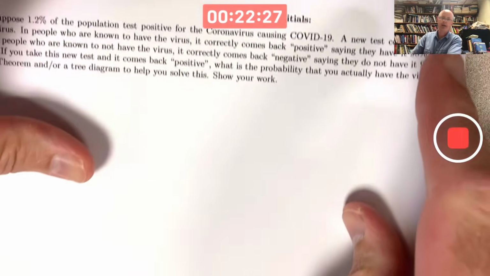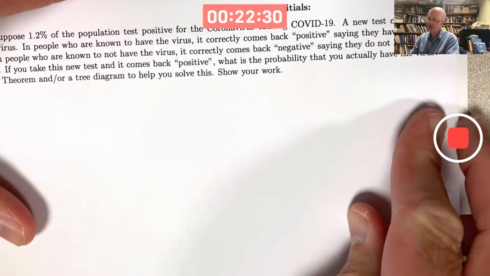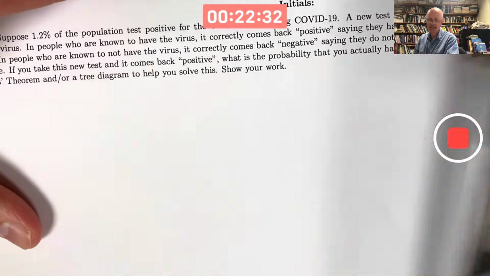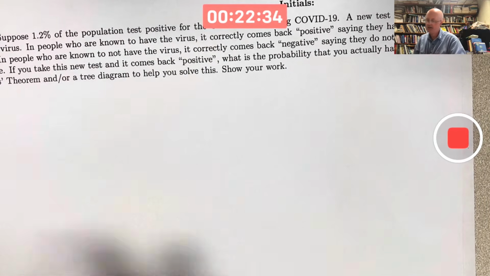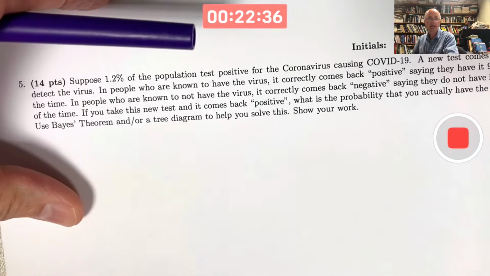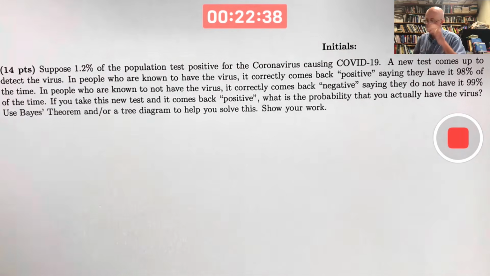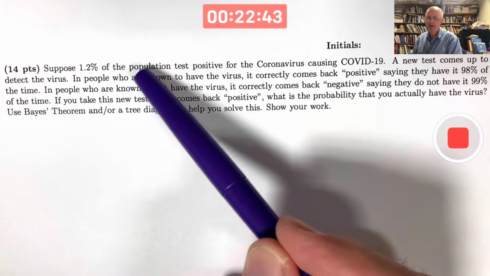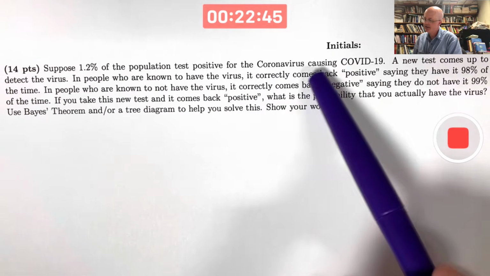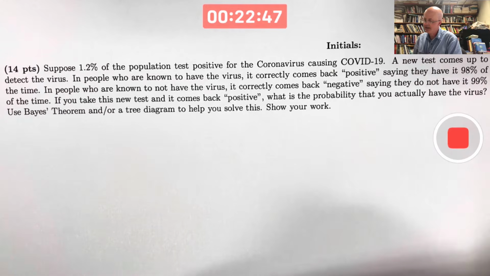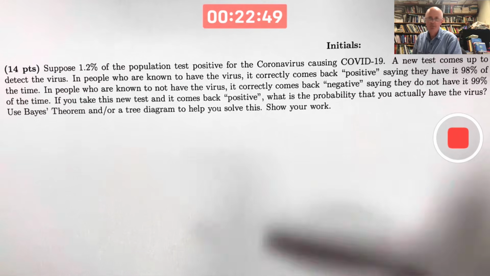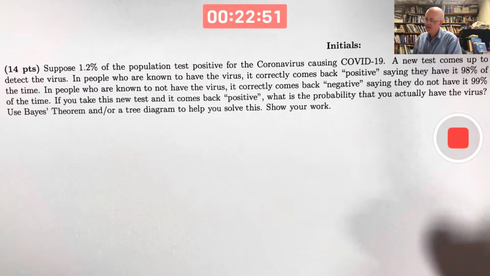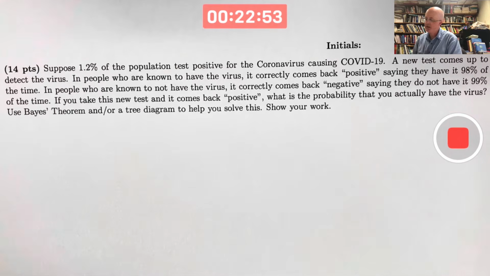The next problem is a type of problem I ask a lot. It's a disease testing problem. And okay, we're talking about COVID-19 here, everybody's favorite disease. Not, okay? Suppose 1.2% of the population tests positive for the coronavirus causing the disease COVID-19, at a particular moment in time.